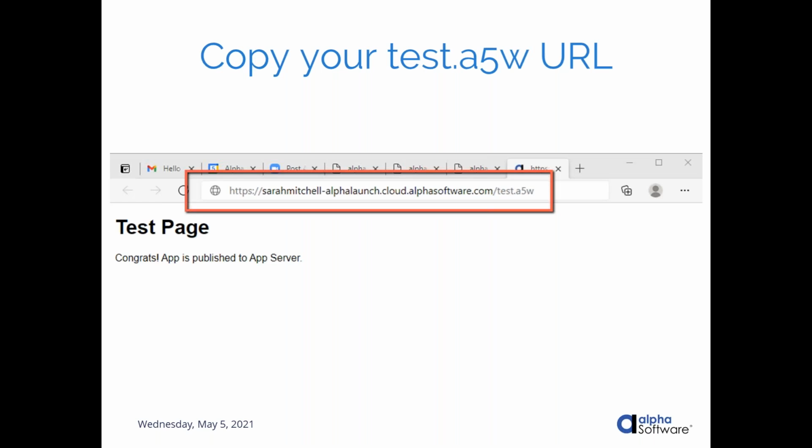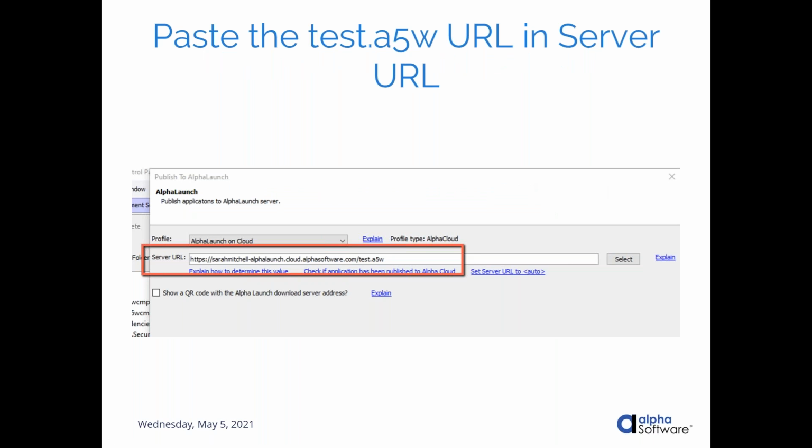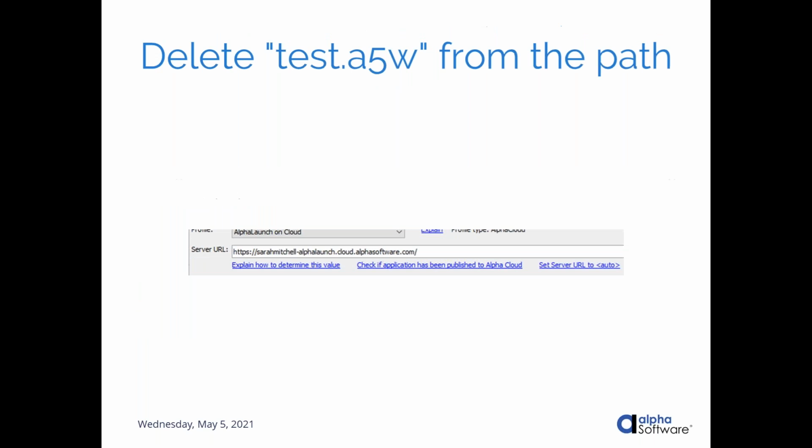So remember that test A5W page that you published, and you launched it, and you opened it in a browser, and it loaded. Copy that URL, copy the whole thing, the HTTPS all the way into the A5W tag if it's there, because this is your server URL. So you're going to copy that, paste it into the server URL box, and then the last thing you need to do is just delete test A5W off of the end of the path, and that's it. That's your server URL. That's where all the AJAX callbacks are going to go. If you forget the HTTPS part, that's not going to work. It's going to fail.